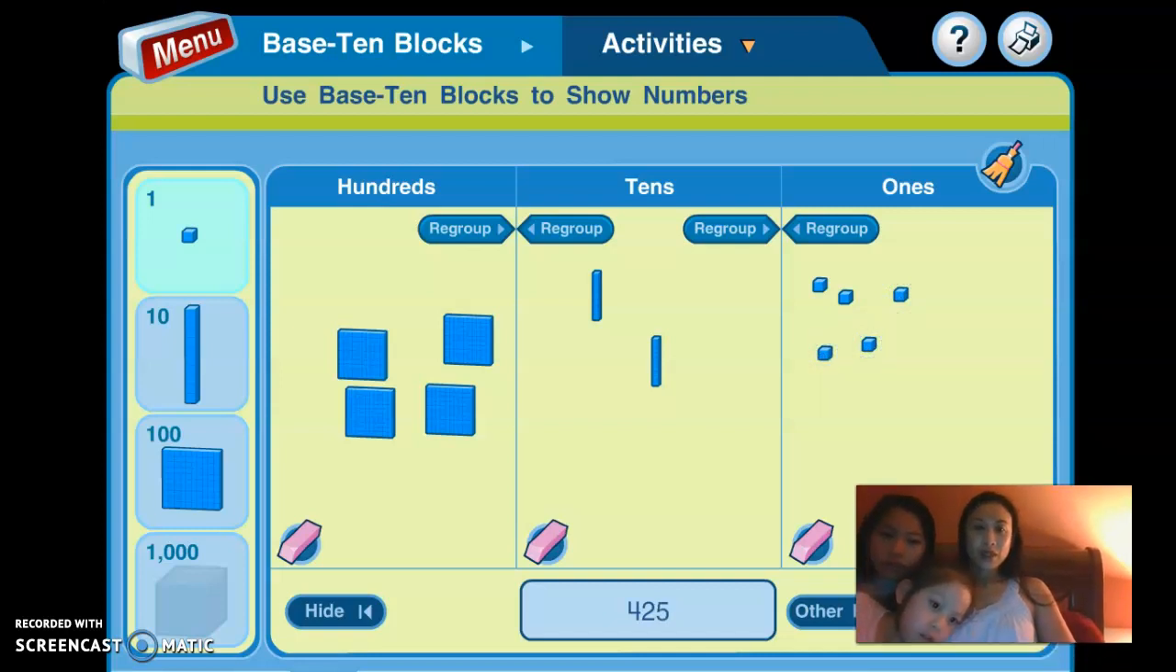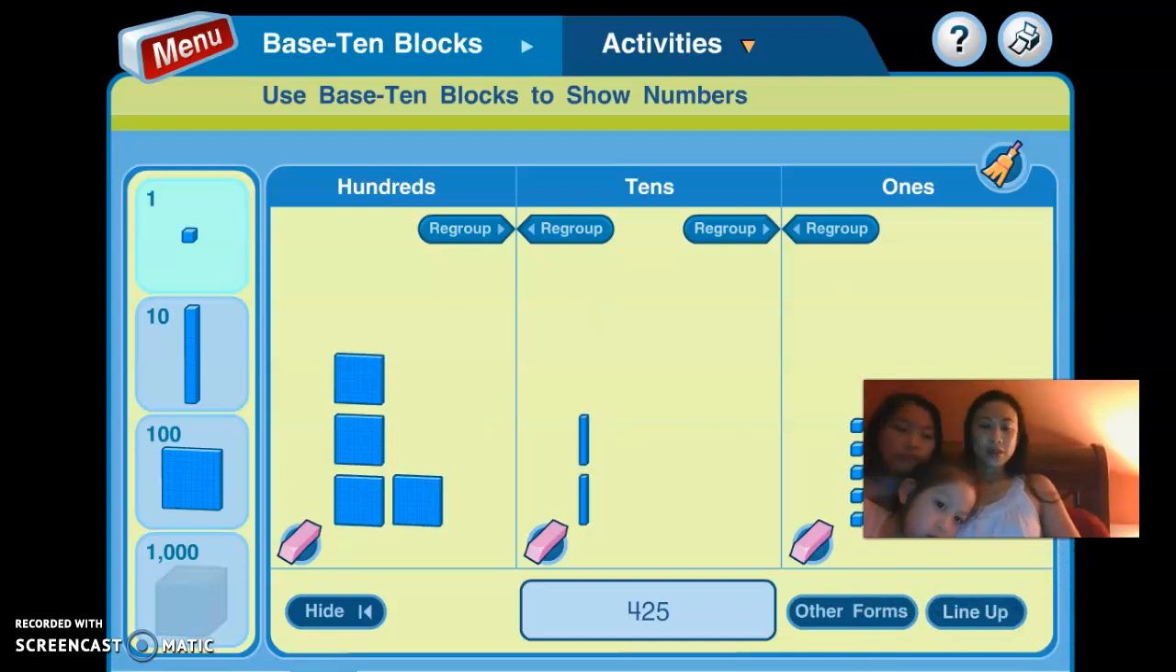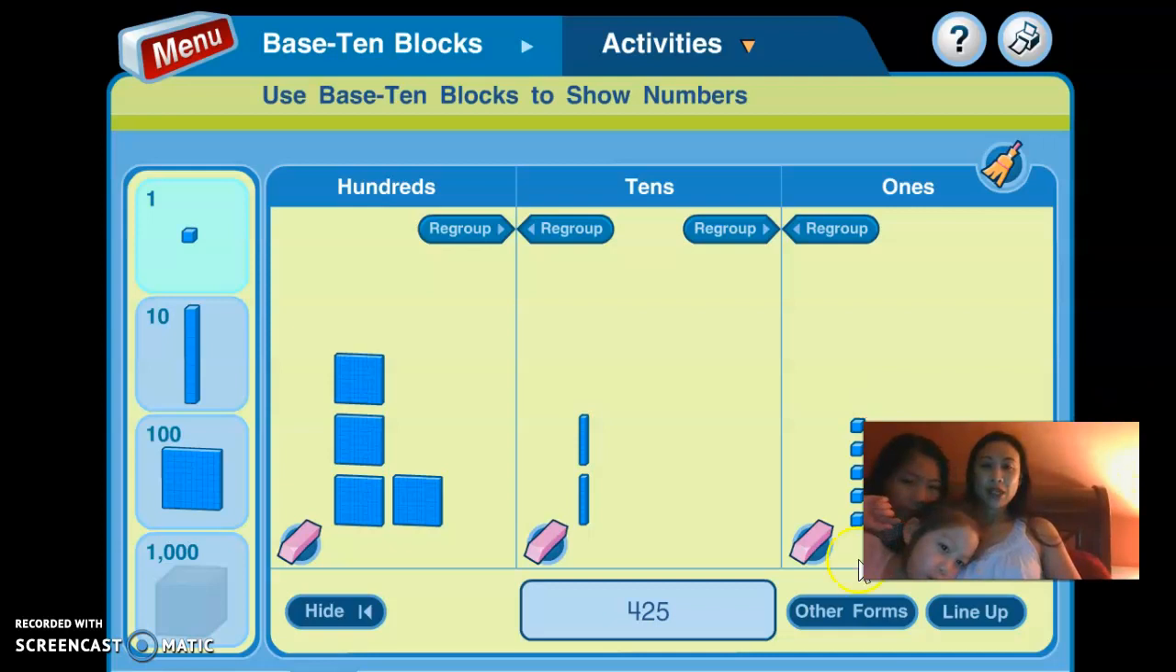We're gonna move this video out. Line that up. Now, how much do we have right now? How many? 425. So we're gonna try to keep the same value. 425. You can only change the picture.